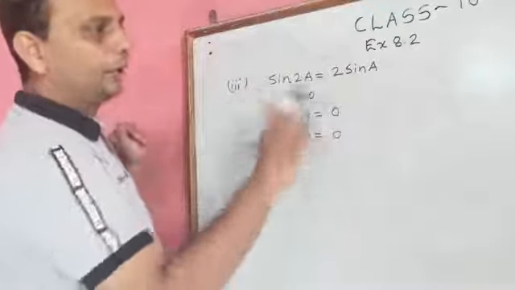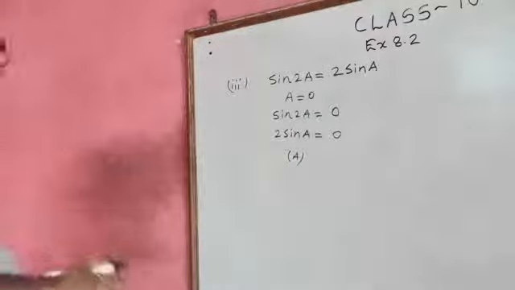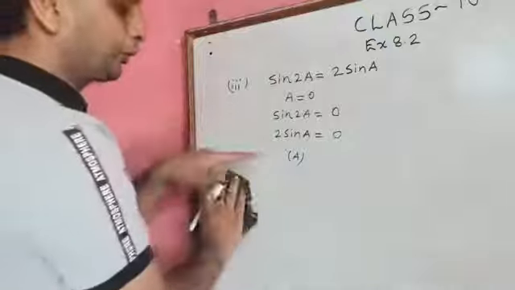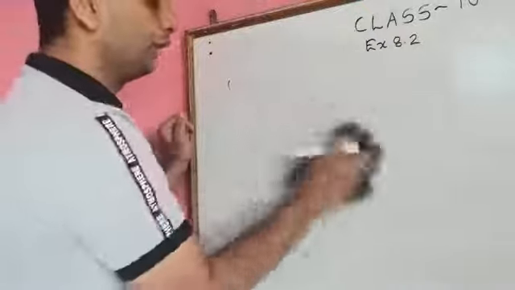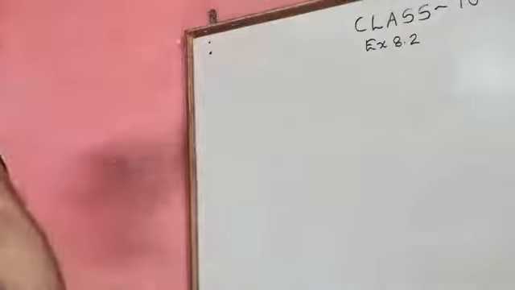A is the right answer amongst both. So this is the answer to the question, and you can see the option in the book. Now the fourth question.